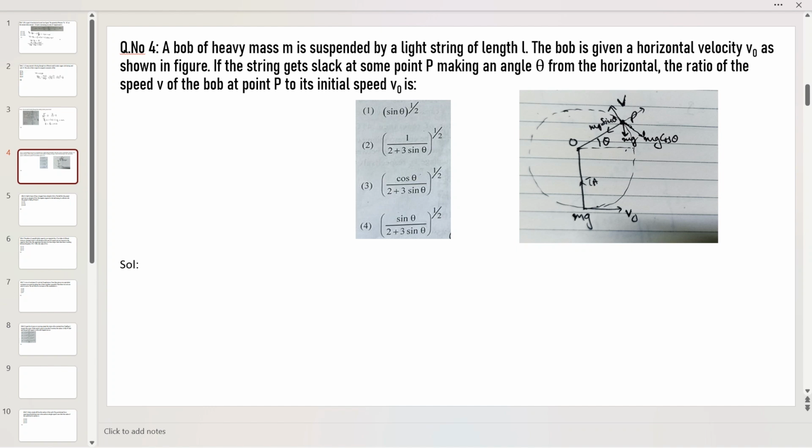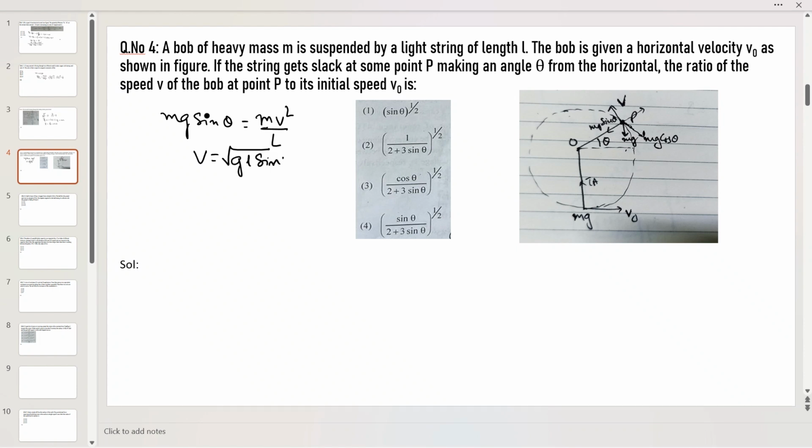Here this mg sine theta is your centripetal force, that is mv square by r, where r is the length of the string. So the final velocity v comes out to be root of g L sine theta.